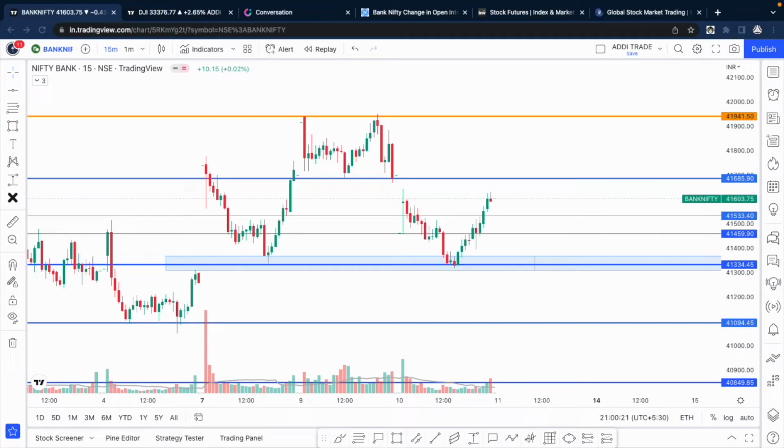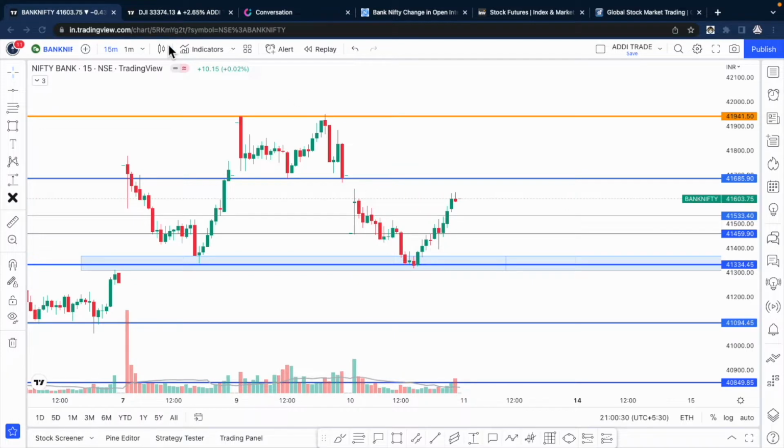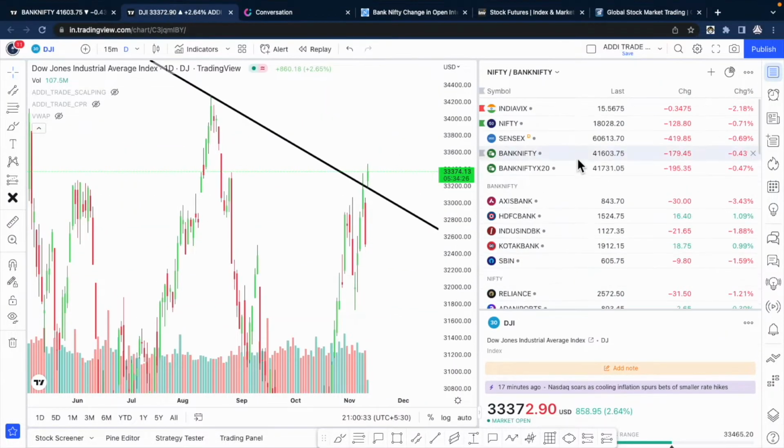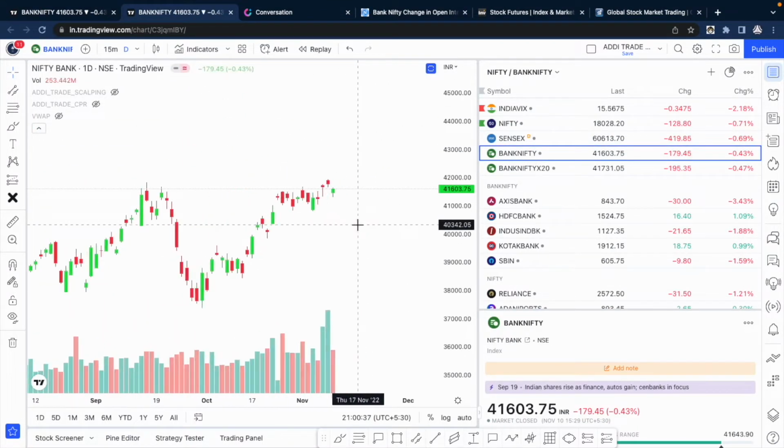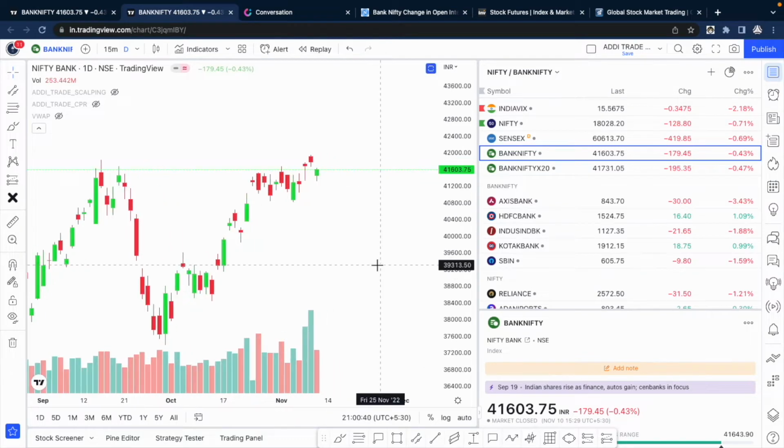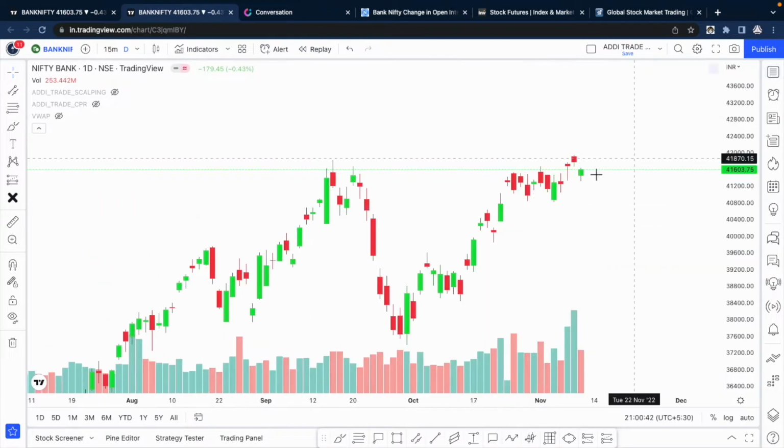Today we're going to be seeing the Nifty and Banknifty levels for November 11th, Friday. So what I've opened is the 15-minute chart of Banknifty. We are going to see what happened today, and then we are going to see what are the trade possibilities for tomorrow. So I've just opened the daily chart of Banknifty.